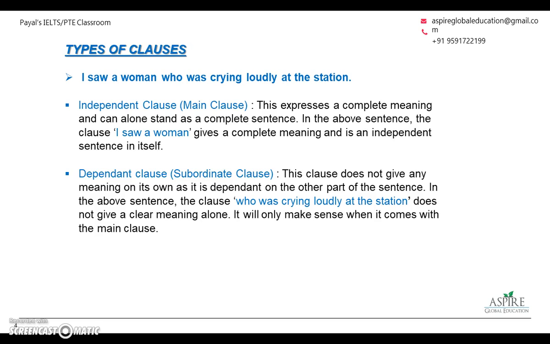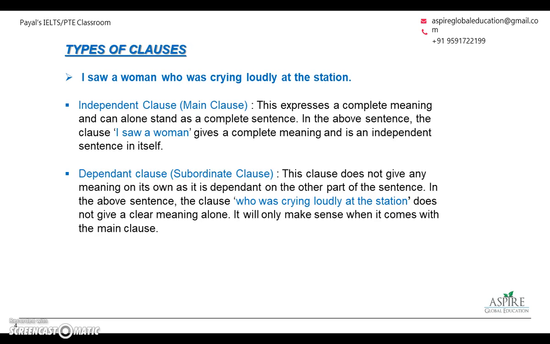Now, what are the different kinds of clauses that you may use to form a sentence? I saw a woman who was crying loudly at the station. I can break this into two parts. I saw a woman. If I look at this group of words, it has a subject, it has a predicate, and it expresses a complete meaning and can alone stand as a complete sentence. So it is called an independent clause.